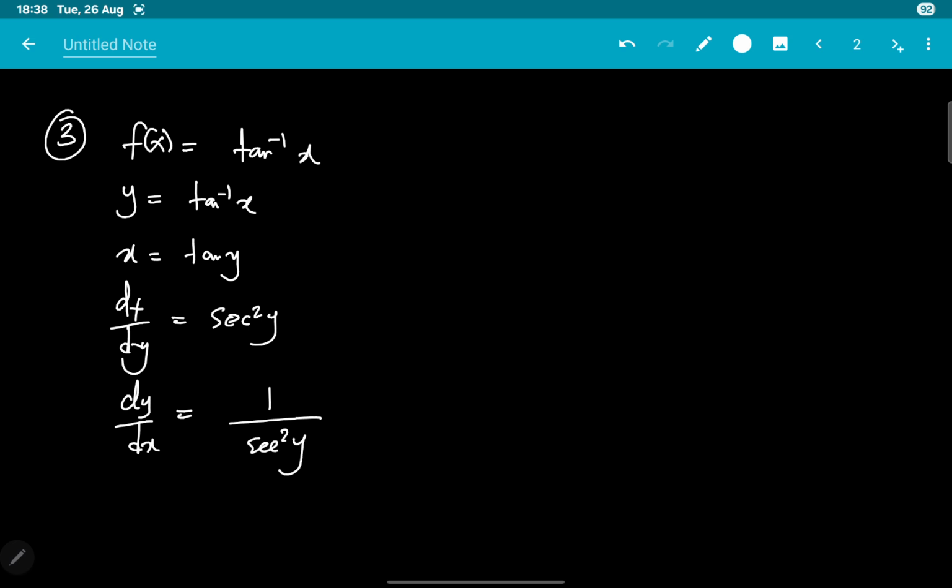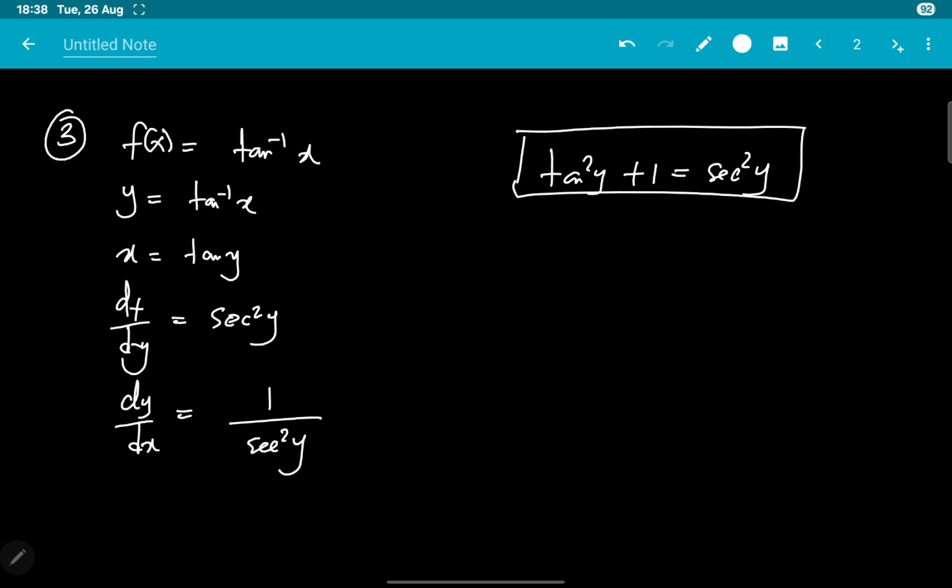Let's go to the relationship between sec squared and tan squared. Do you recall the relationship? Tan squared y plus 1 is equal to sec squared y. This is a very nice relationship between these two. You need to know these relationships because they are identities and they are very useful here. Meaning we have dy/dx equal to 1 over tan squared y plus 1. Tan y is x, so you are going to have 1 over x squared plus 1.